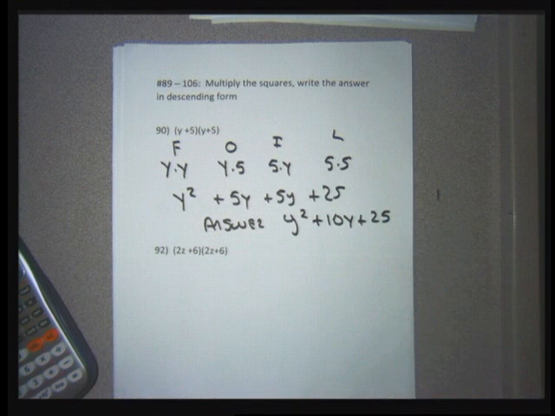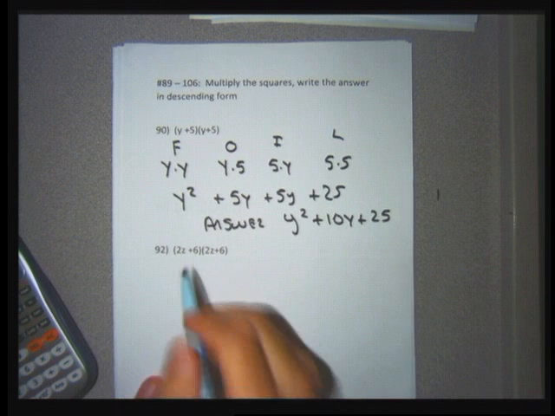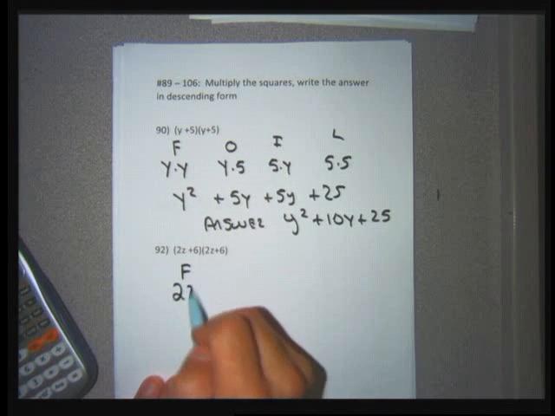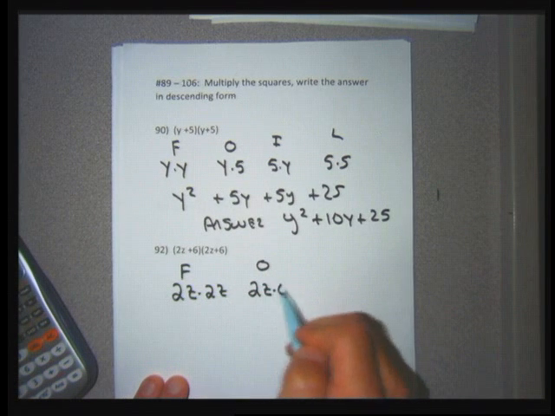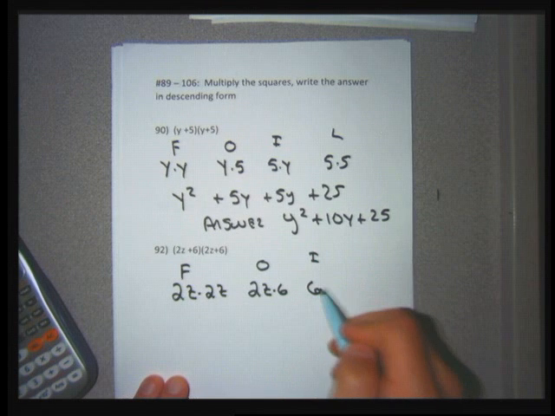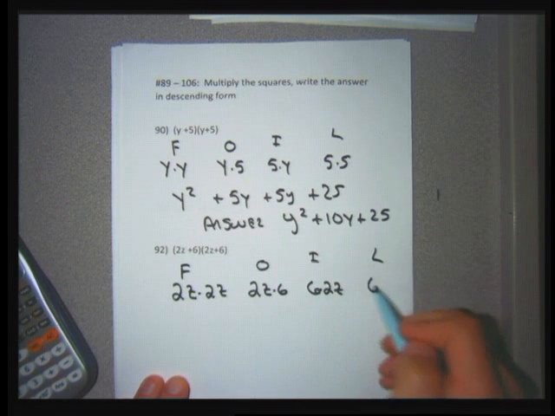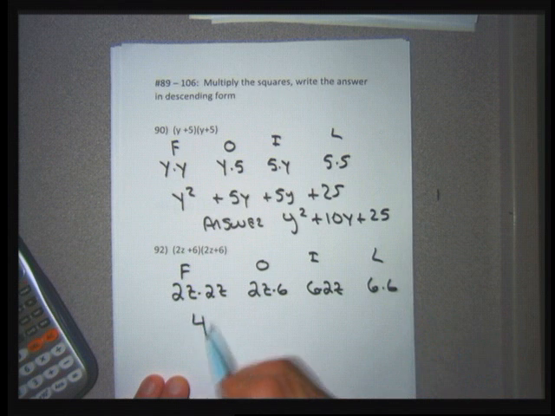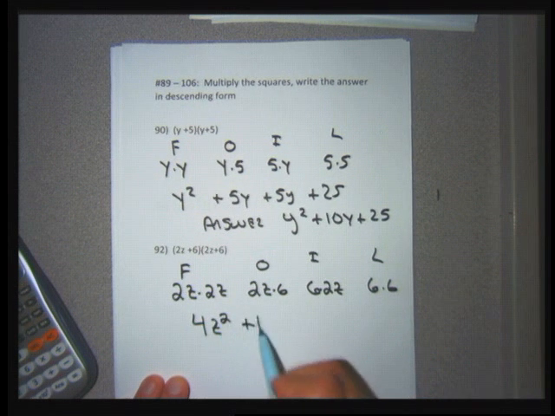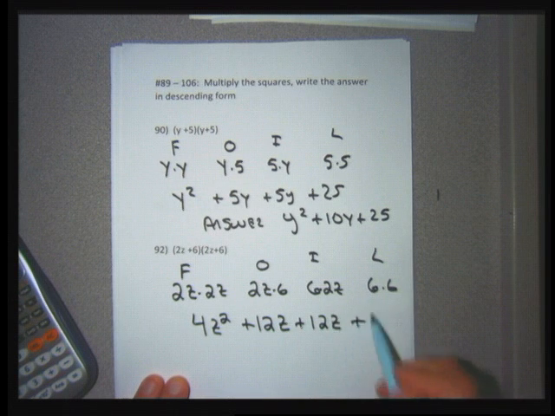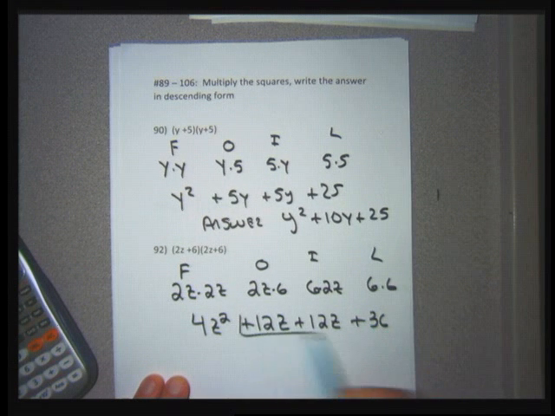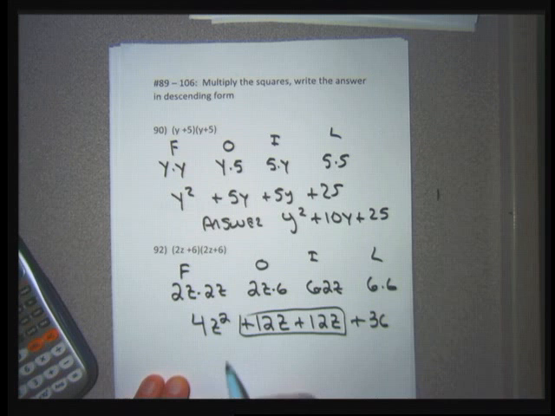You notice when the signs are the same, you can't just do the first and the last because the outers and the inners don't cancel. 92, firsts, 2z times 2z. Outers, 2z times 6. Inners, 6 times 2z. Lasts, 6 times 6. Firsts are 4z squared. Outers are 12z. Inners are 12z, both plus. Lasts are 36. Outers and the inners don't cancel. They combine to be a 24z.